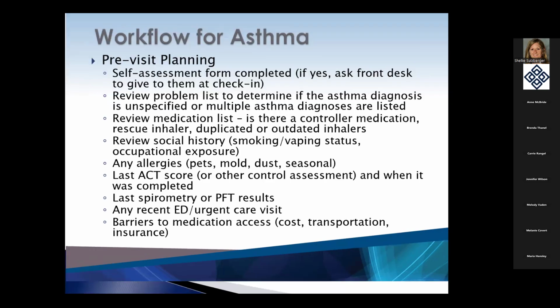So workflow, when we're thinking about pre-visit planning, is there a self-assessment form completed by that patient or other things like a Vanderbilt that you should have? Review your problem list. Do I have multiple asthma diagnosis codes? And if so, is there an unspecified on there? Do we need to talk to the provider to remind them to pull the most specific? Is there only unspecified on there? And if so, do we need to remind the provider if that's accurate? Great. If not, let's update it.